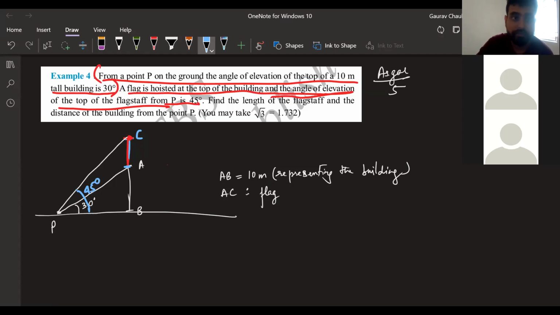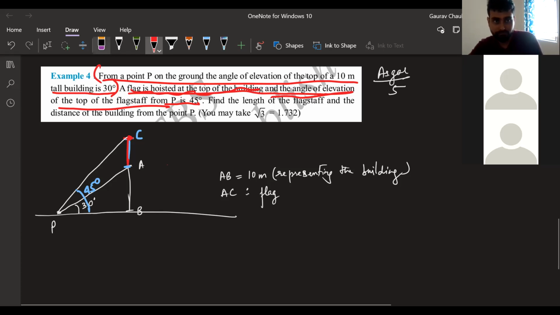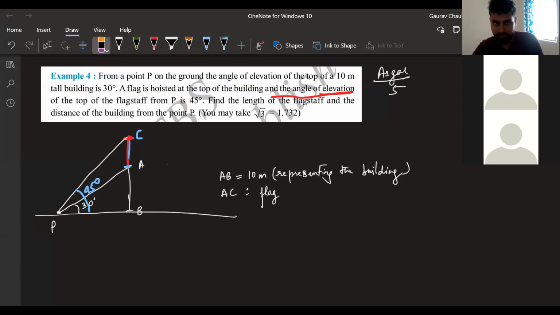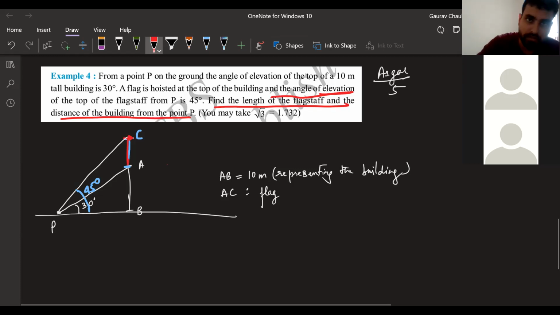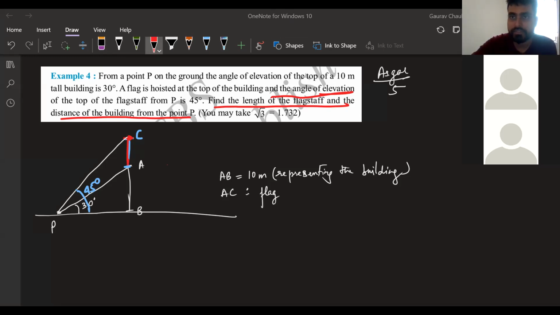Now the question says find the length of the... is there anything else to extract from the question? Let's have a look. Flag is hoisted at the top of the building. Angle of elevation of the top of the flag is 45 degree. Done. So all the given we have taken care of. Let's see what they're asking us to find. Find the length of the flag staff and the distance of the building from the point P. Which line segment is the length of the flag staff?